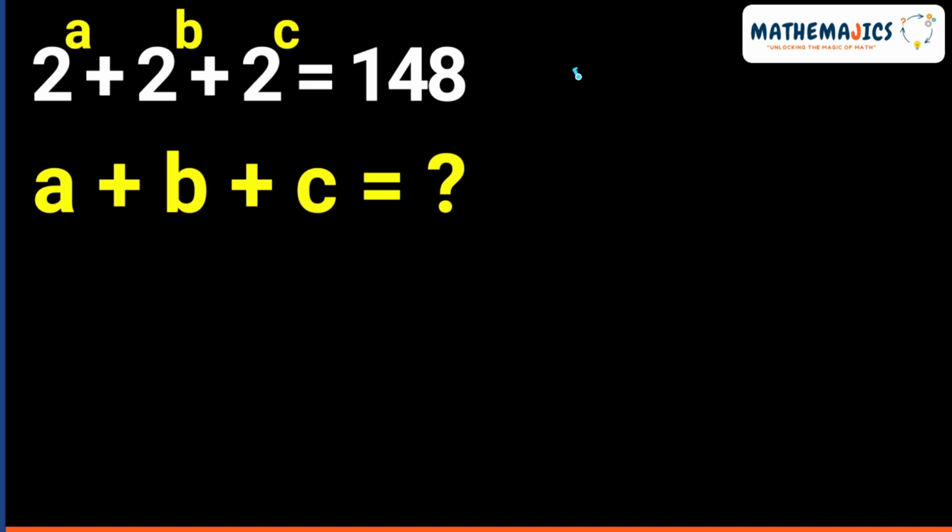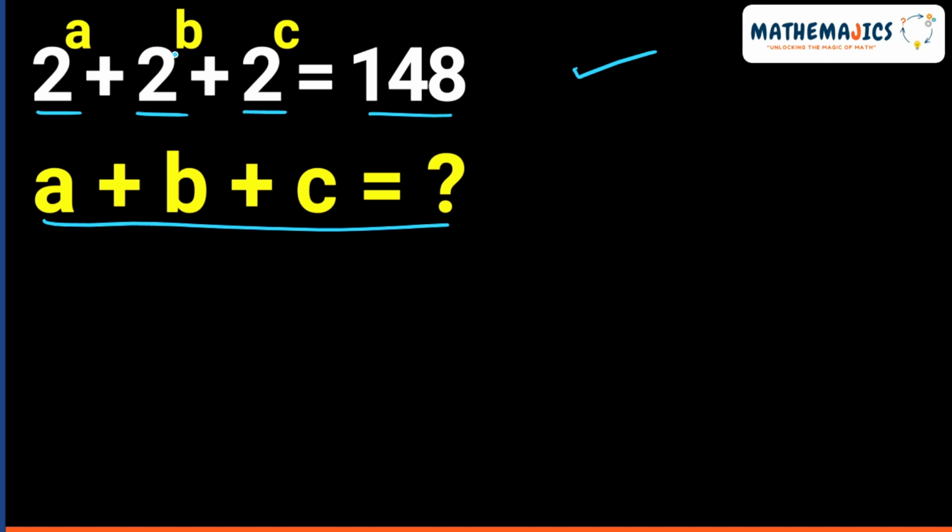We have this very interesting question of algebra. Here we are given three terms, and all the three terms are powers of 2: 2 raised to power a plus 2 raised to power b plus 2 raised to power c. These three terms add up to 148, and we need to find the sum of powers, that is a plus b plus c. Now you must have seen various methods to solve this question, but I thought let me share my method, which I think is the easiest one.